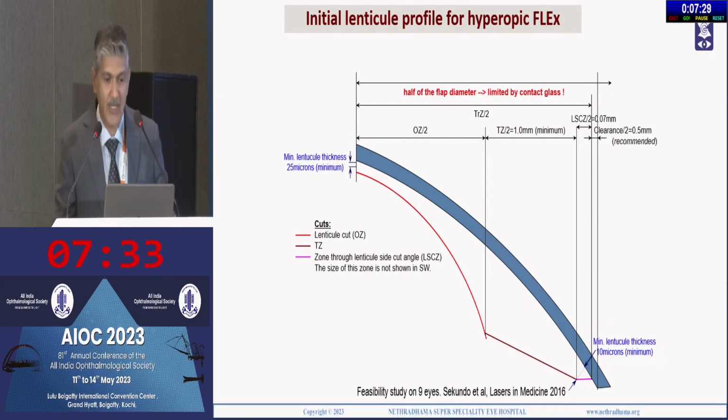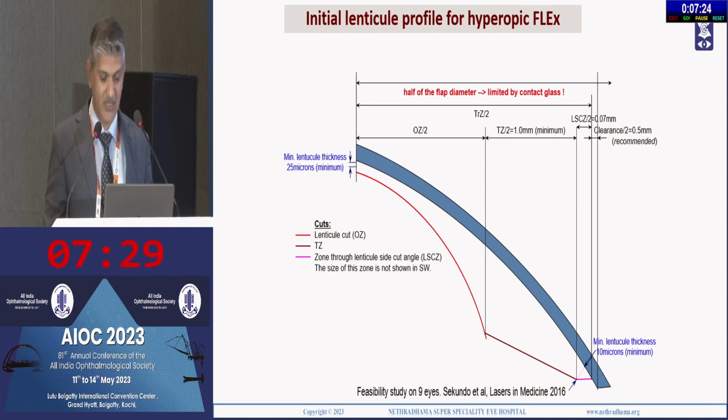So the initial lenticule profile for hyperopic flex, and this study was performed by Walter Secondo, where they did a feasibility study on 9 eyes, and they used a transition zone of 1 millimeter, and the minimum thickness was 25 microns in the center. So this was the profile where it is thinner in the center and thicker in the mid periphery, and you remove more tissue in the mid periphery, similar to how you do with LASIK.